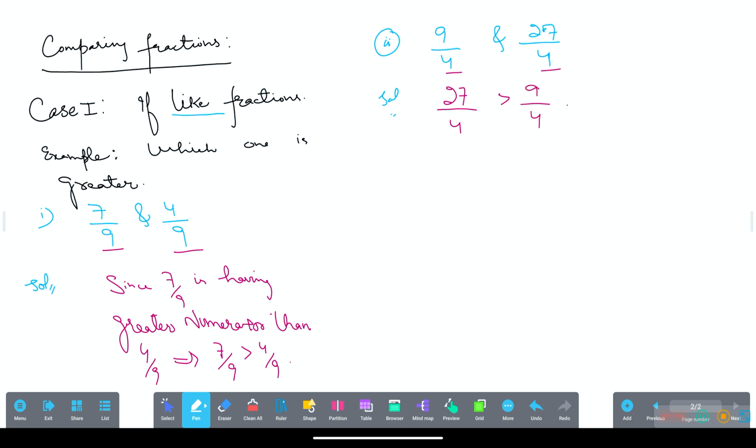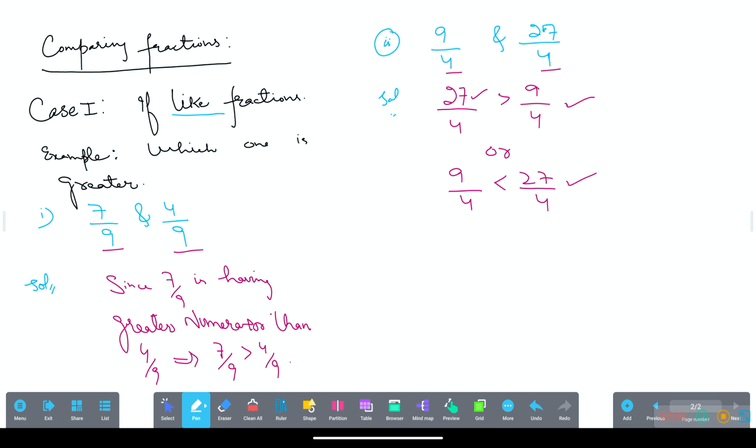Why? Or if you are not comfortable with this, you can write it like this. 9 by 4 is less than 27 by 4. It means the same. If you focus on 27 by 4, it's still greater than 9 by 4. And if you focus here on 27, it's still greater than 9. Both ways are correct. You can put the answer in either way. So you can write your answer any way among the two given options.